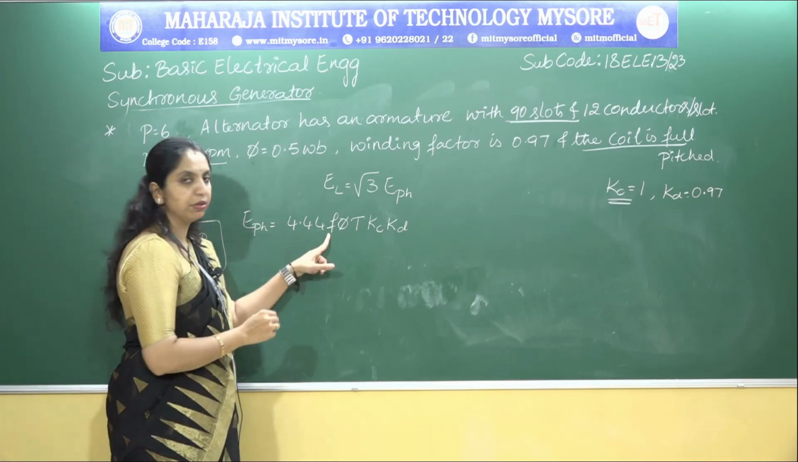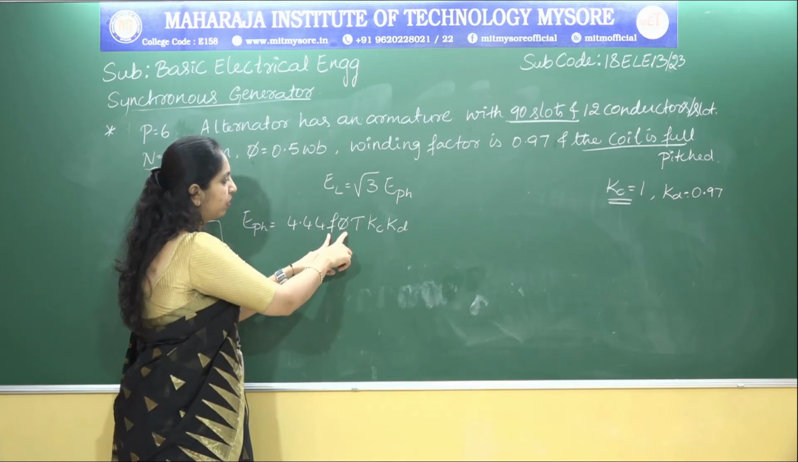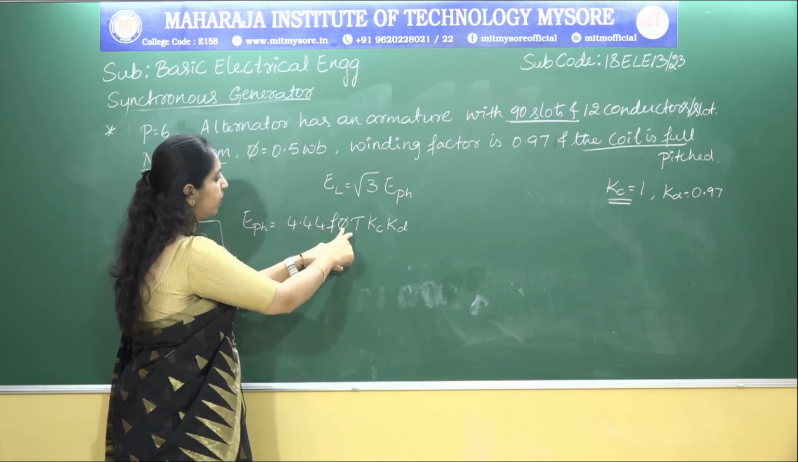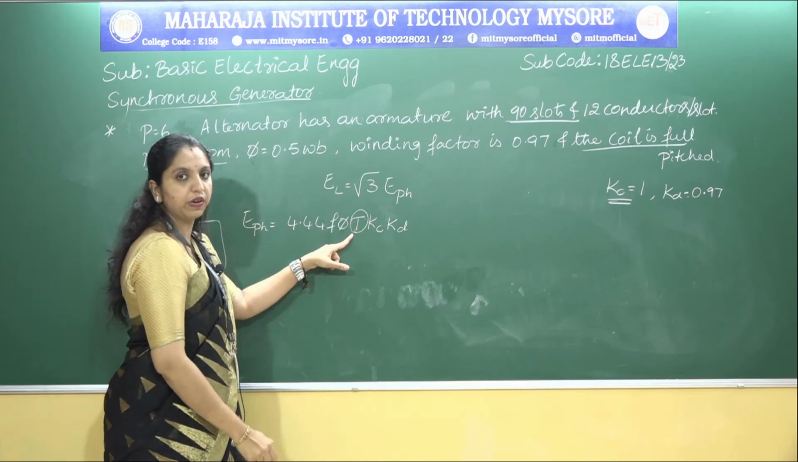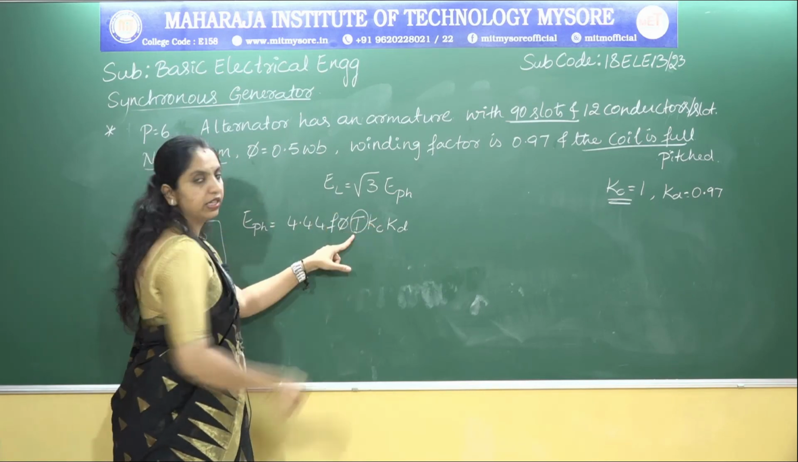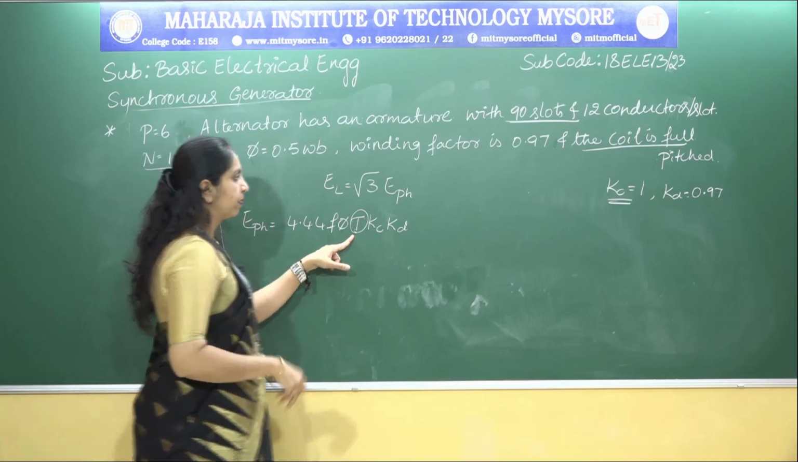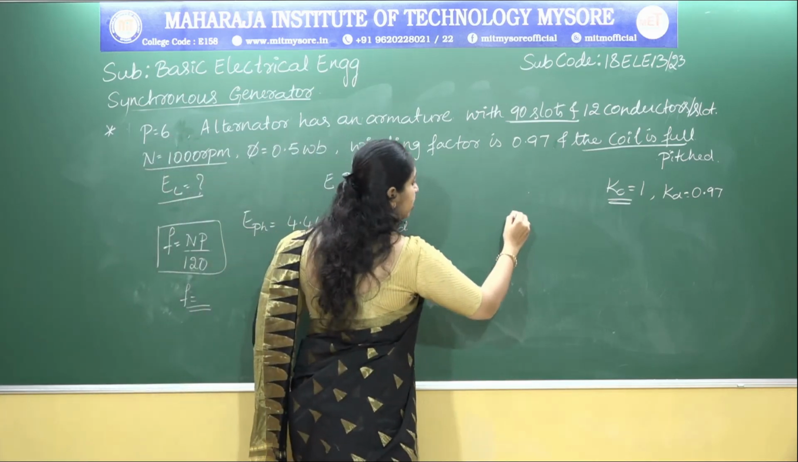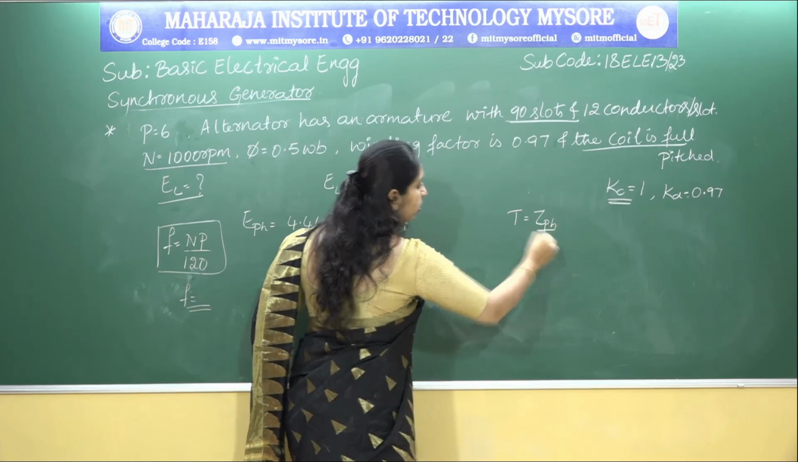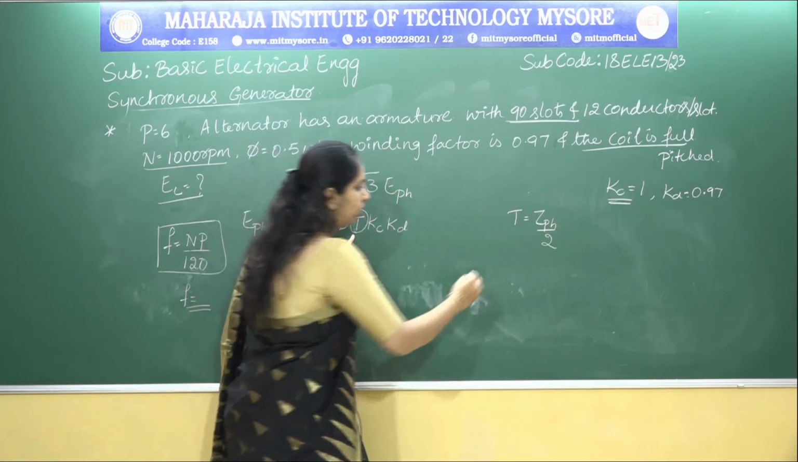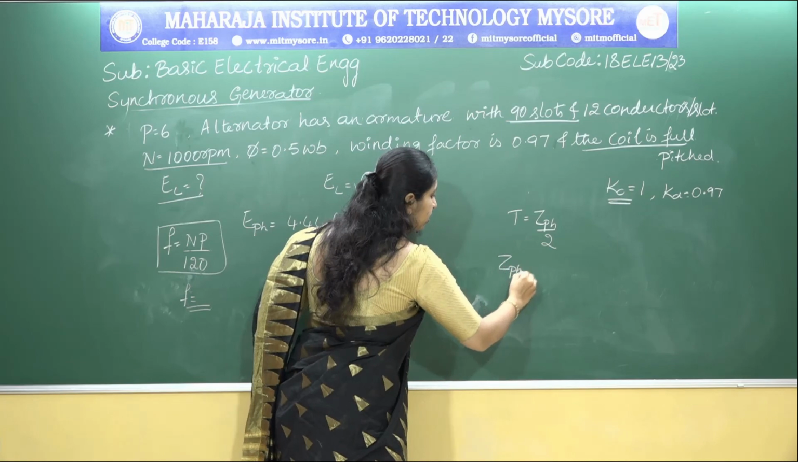The same frequency can be substituted here in f, and phi value is 0.5 Weber, and T. Remember, here the task is to find the value of T. Of course the Kc and Kd values are given. So what is T? As you know, T is equal to Zph divided by 2. And what is Zph?